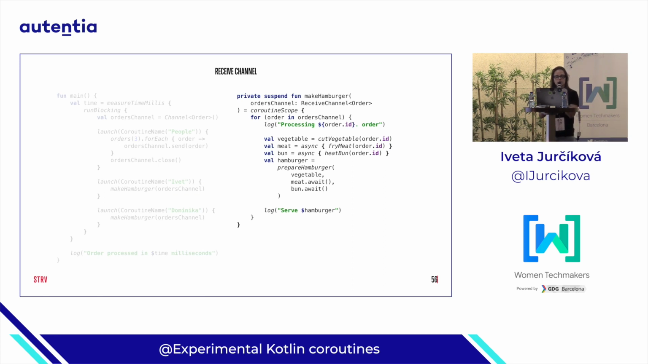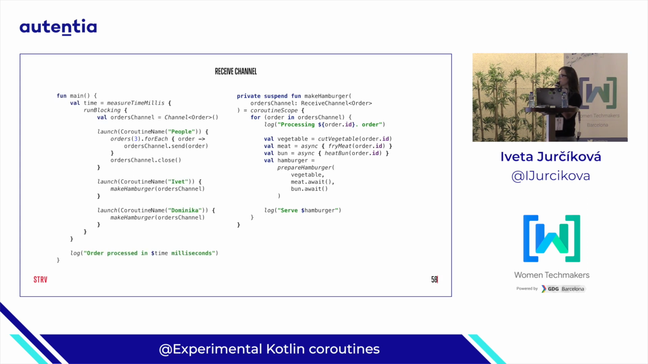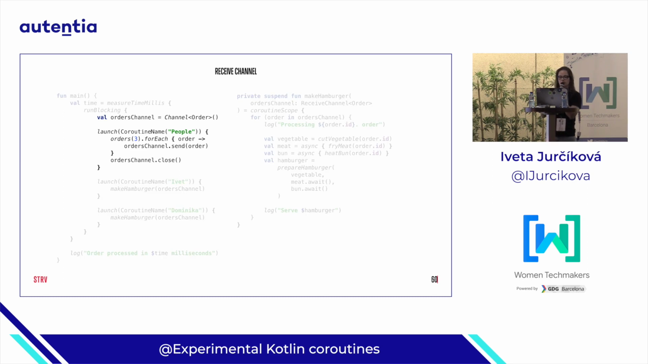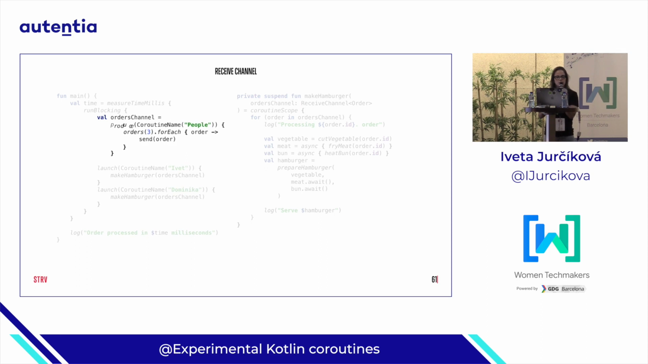In the make hamburger function, we get orders from the channel by using a for loop, and we process each order the way we have seen before. There are 2 ways we can optimize this code. The first optimization is that instead of creating a channel implicitly through its constructor, we can take advantage of the produce coroutine builder, which launches a new coroutine to produce a stream of values by sending them to a channel, which is then returned as a receive channel. The main advantage of this approach is that the channel is automatically closed after finishing the lambda inside of the builder.